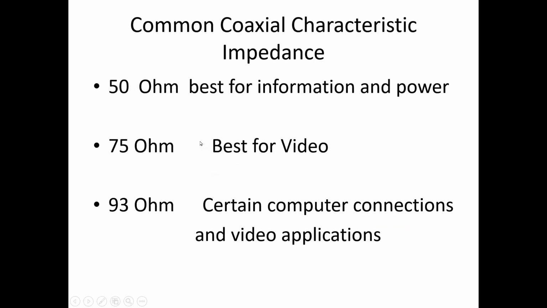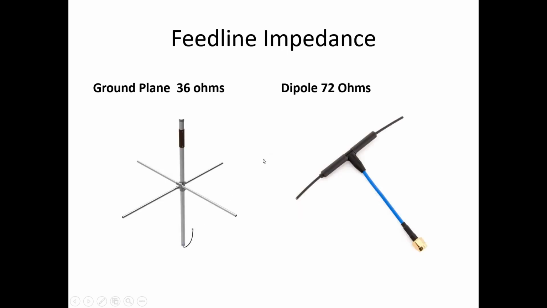The most common characteristic impedances that we deal with are 50 ohm, which is most of our cables, 75 ohm, which is associated with your cable in your home, and 93 ohm, which is used in some computers. Bear in mind, a cable could be any characteristic impedance. You're going to create it, and we'll see how it gets created. But we deal mostly with 50 ohm.